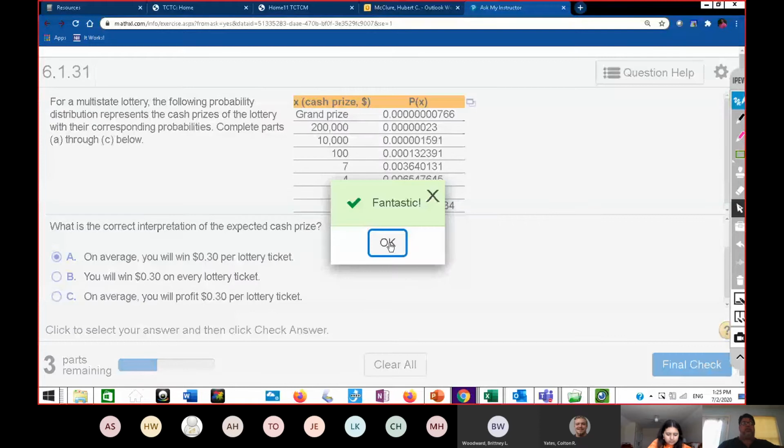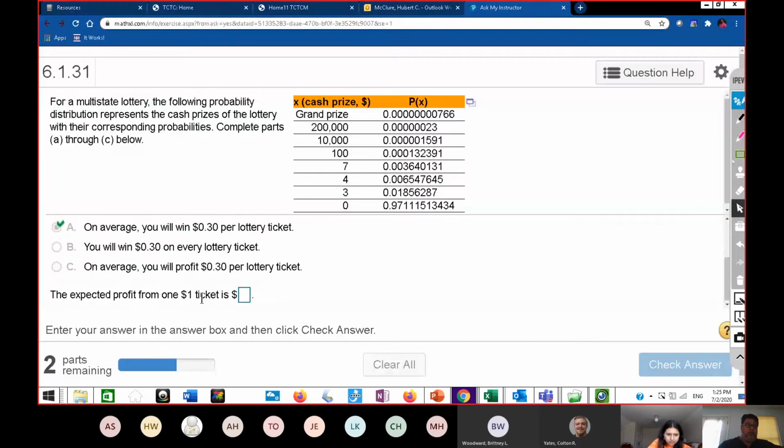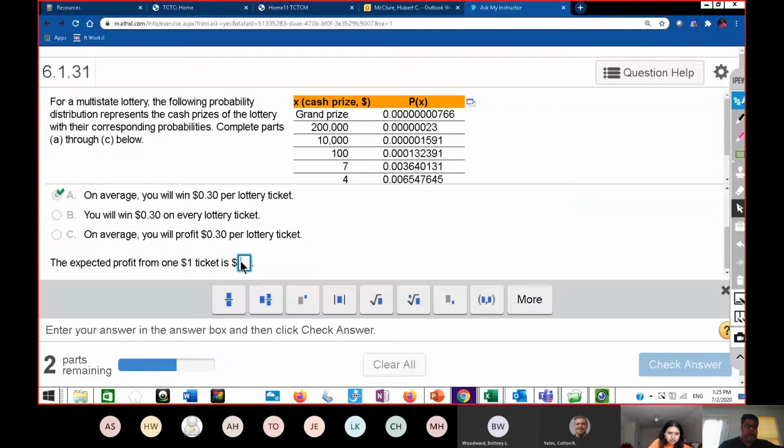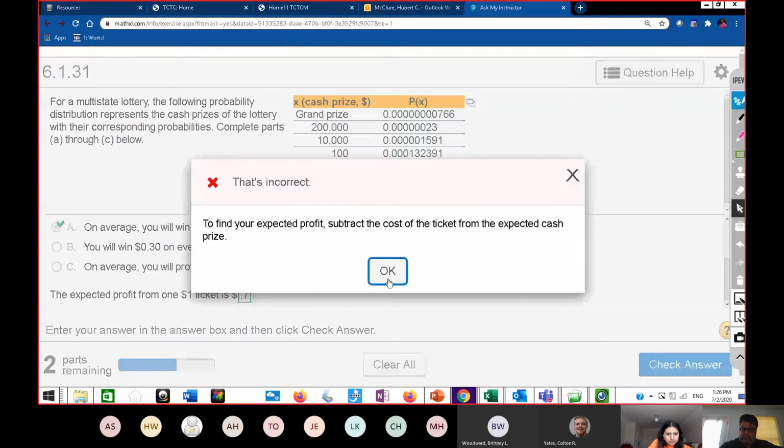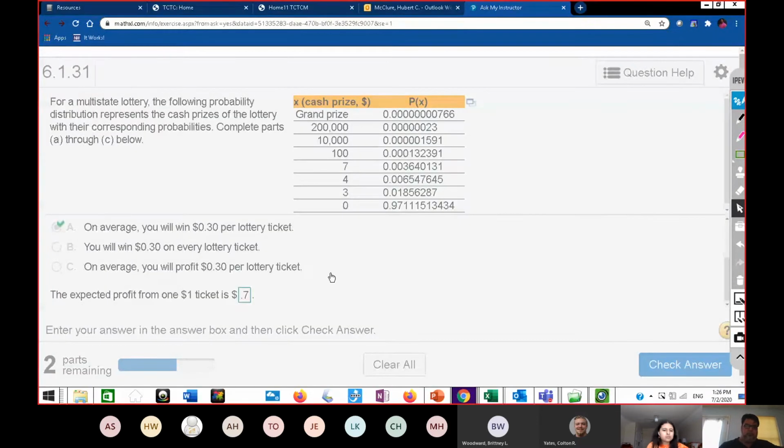To me, this question doesn't make much sense, so I don't put it on the test. The expected profit from one ticket is 0.7. I thought it was, or 0.7, negative, but you're going to lose. It's going to be negative 0.7, isn't it? Yeah, it's negative 0.7 because you do it backwards. There we go.